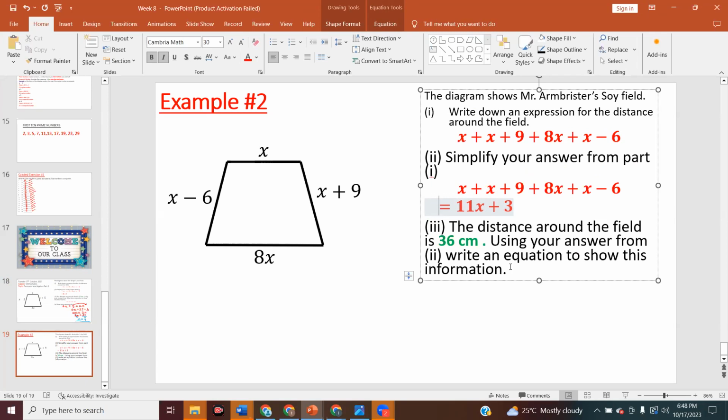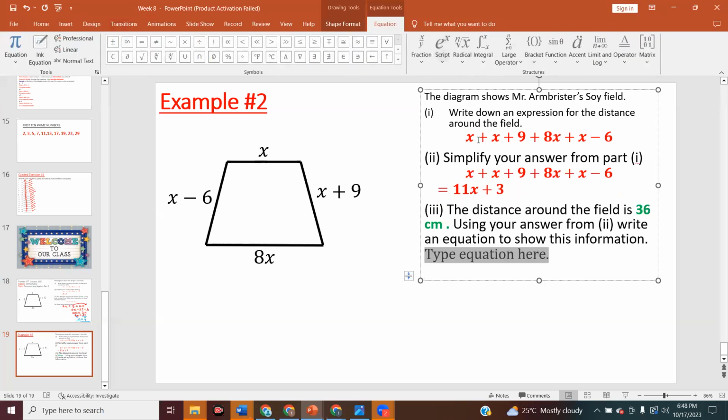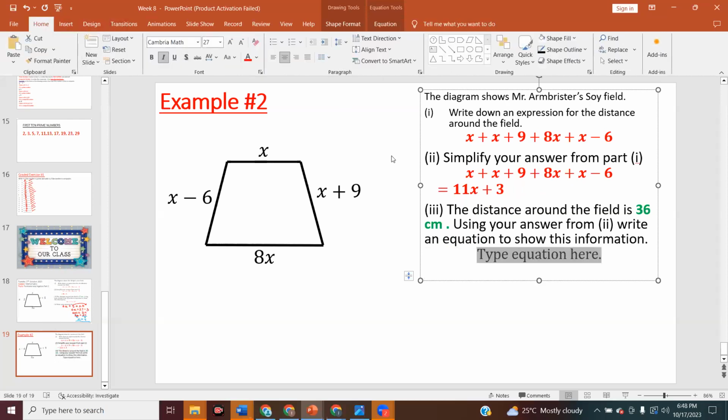And so if we're going to write the equation, what is the answer going to be for the equation? Anyone? 11x plus 3x equals 36 centimeters. Why are you putting x on the 3? Sorry. So 11x plus 3 equals what? 36 centimeters. Equals 36. Very good. So this is the answer for the next one. 11x plus 3 equals 36. All right, again, 11x plus 3 equals 36.